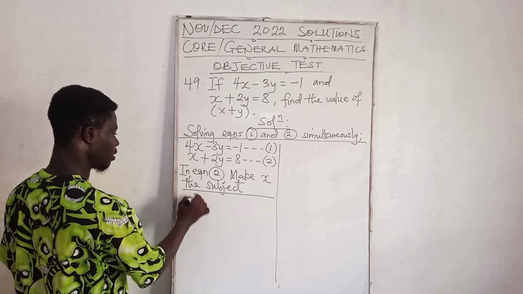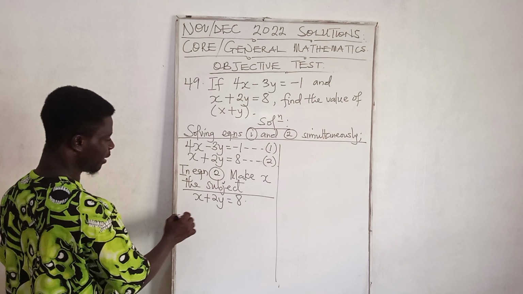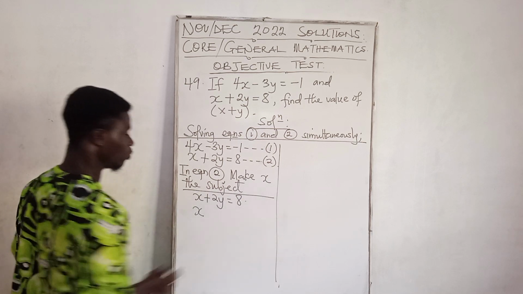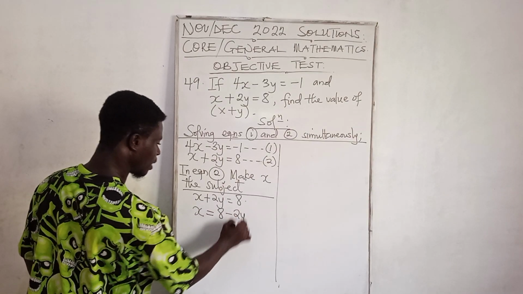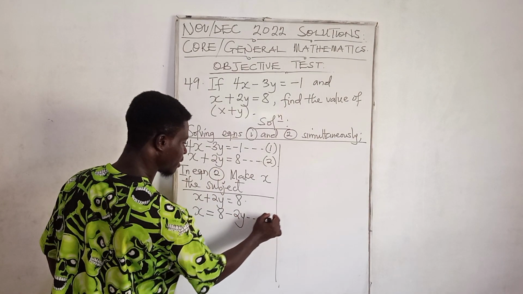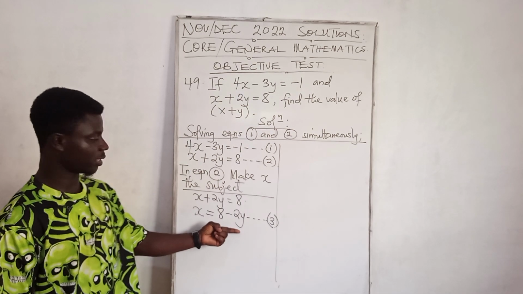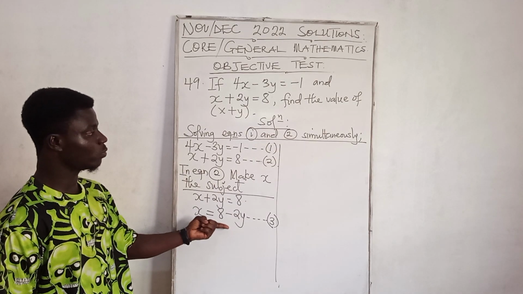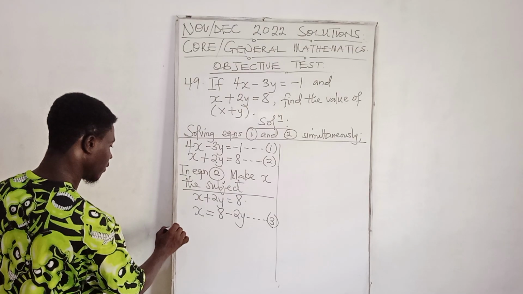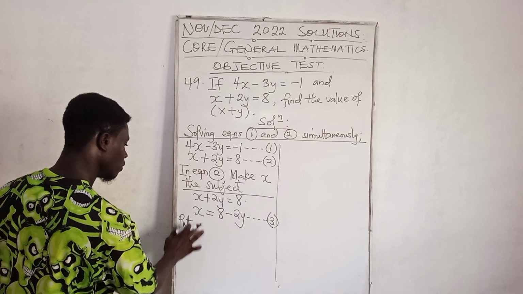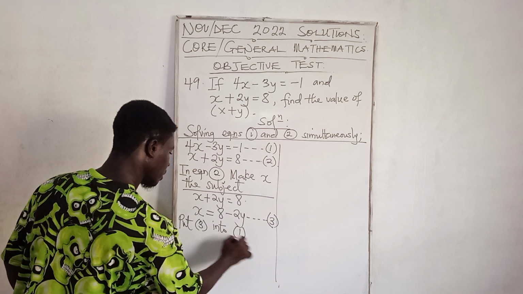So I have x plus 2y equals 8. So making x a subject, we send this 2y to the right hand side, which becomes what, negative. So I get 8 minus 2y. Now this one is labeled as equation what? 3, right? So we have equation 3, which is x equals 8 minus 2y. Then we substitute equation 3 back into equation 1. So we put equation 3 into 1.